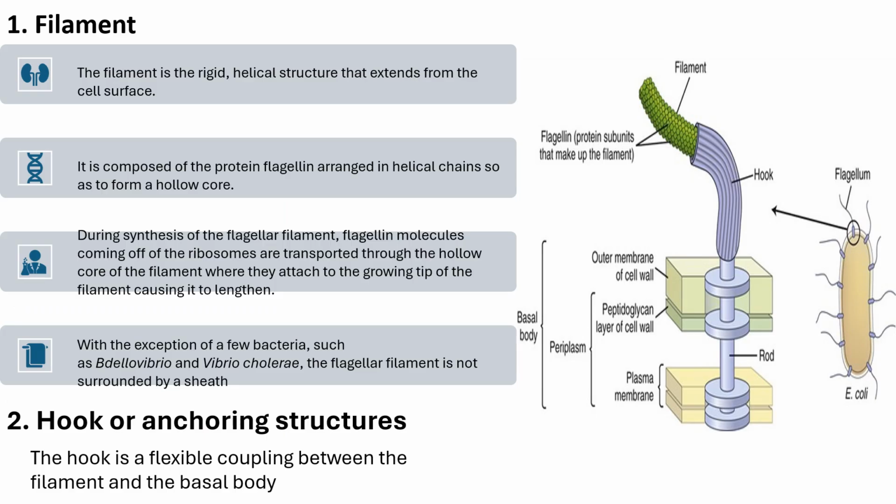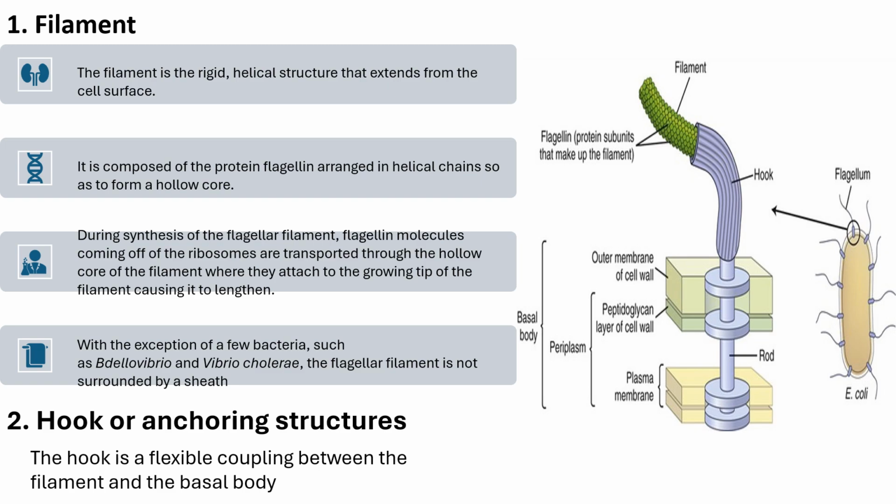First one is the filament. In this diagram, you can observe the filament and also the flagellin protein subunit which is responsible for the formation of the filament, which is green in color. The filament is a rigid helical structure that extends from the cell surface and is composed of the protein flagellin arranged in a helical chain so that it forms a hollow core. During the synthesis of the flagellar filament, the flagellin molecules come from the ribosome. After that, they are transported through the hollow core of the filament where they attach to the growing tip, causing the filament to increase in length.